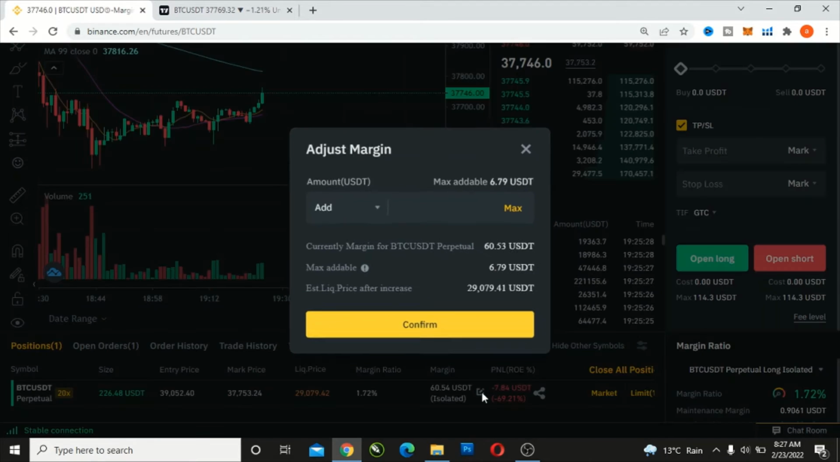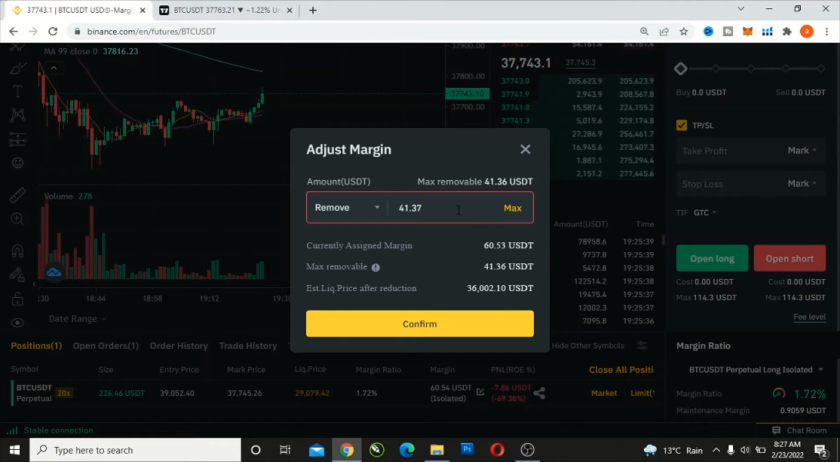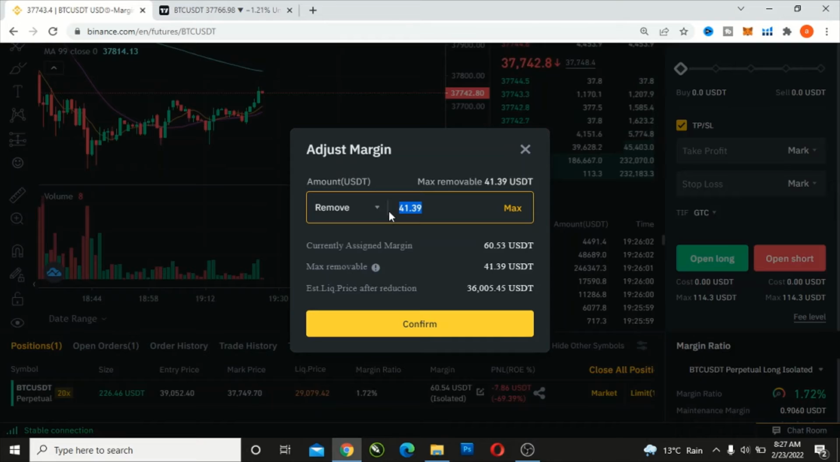By clicking on this button, you will be shown this window. It says adjust margin. You can add or you can remove some margin. You can add whatever is present in your account. I have 6.79 USDT in my wallet, so this much amount I can add. And if I want to remove some amount, then I have to click remove and let me click maximum. So this is the maximum amount that I can remove.